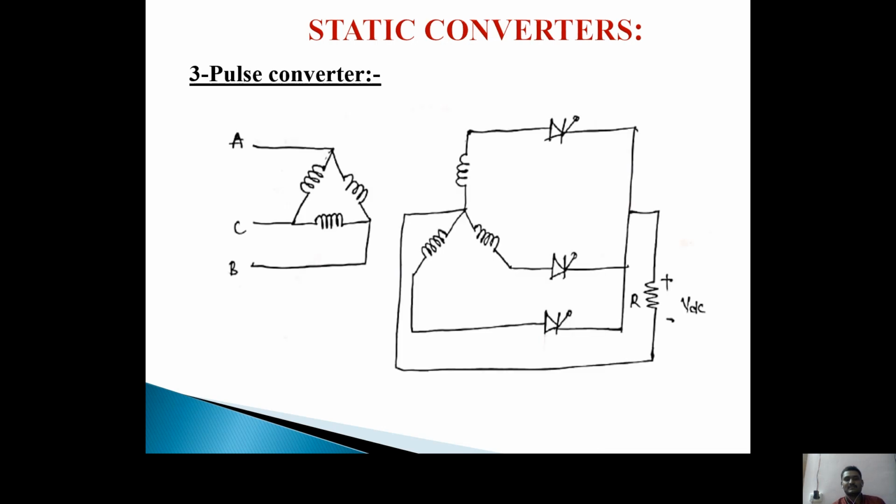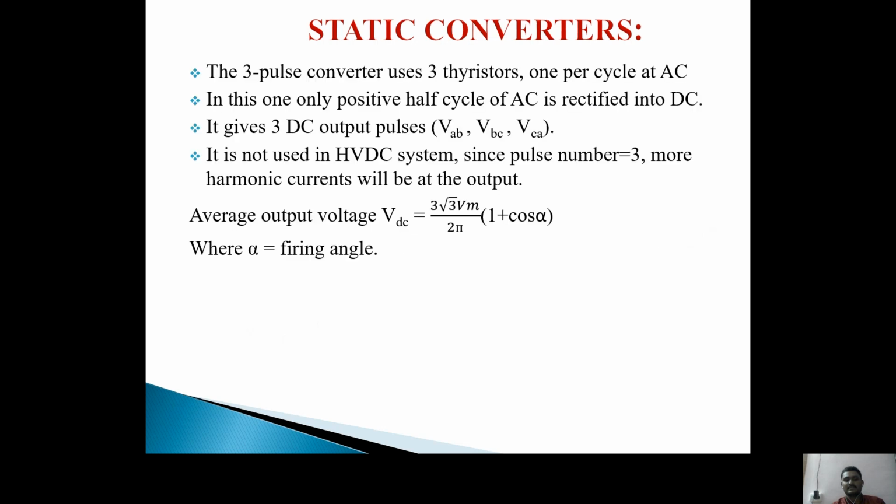This is the circuit representation of the 3 pulse converter. Here I am taking a three-phase supply, that is ABC, connected to three valves, those are thyristors. I am taking a resistor connected to the neutral point of the transformer connection, and we have the DC voltage, that is VDC. This is the diagrammatic representation of the 3 pulse converter.